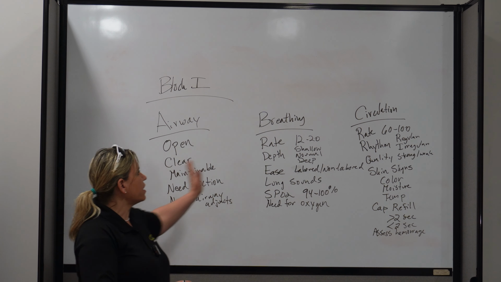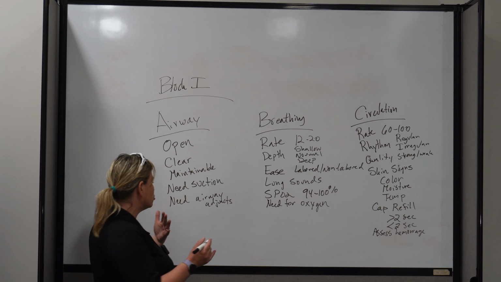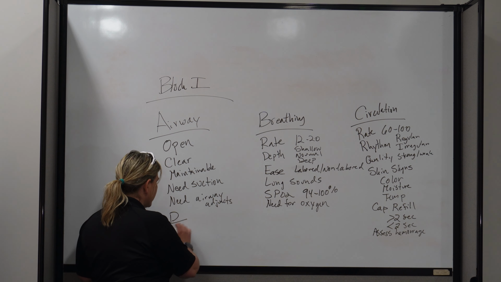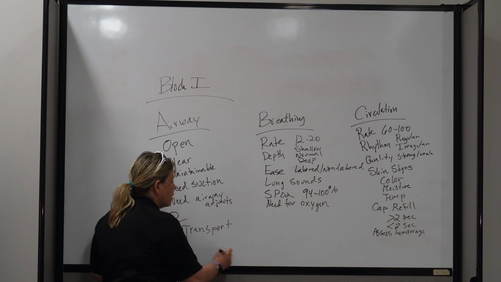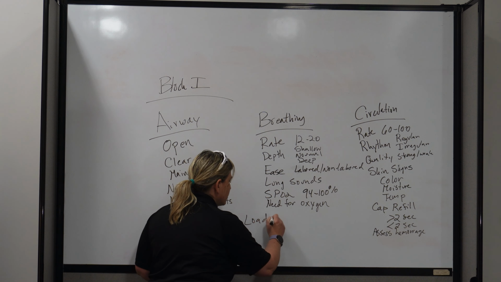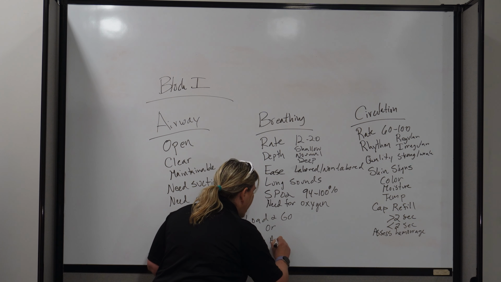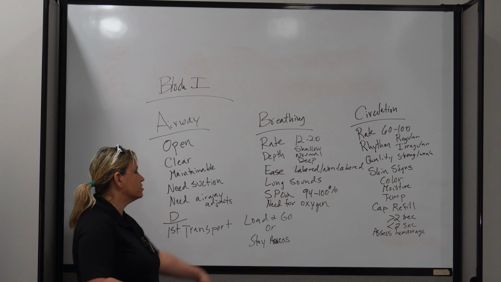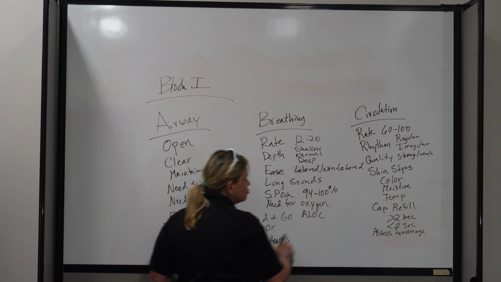Now, once we've done our ABCs, I like to think of the next step as D for decision. I got to make a decision to transport, okay? So this is pretty much your decision. So my two options are, I'm either going to load and go, or I'm going to stay and assess. Now, how do we know what we're going to do for this patient? Well, the way I know if I'm going to load and go or stay and assess is if my patient has ALOC, which is altered level of consciousness.